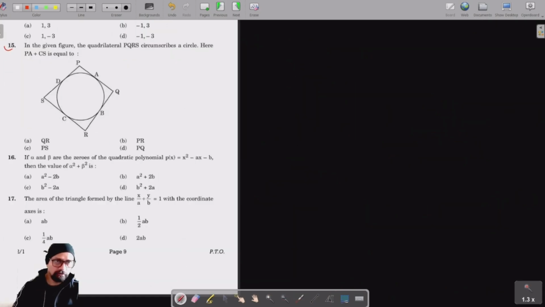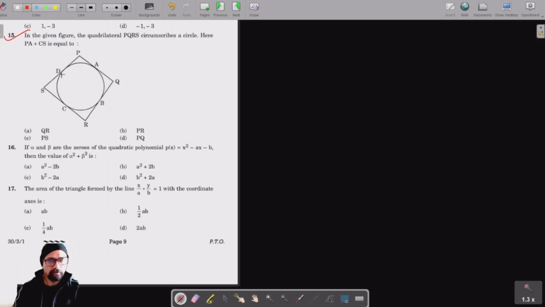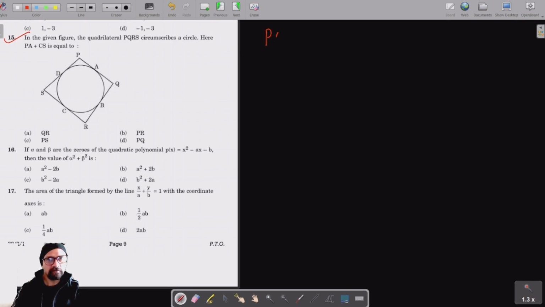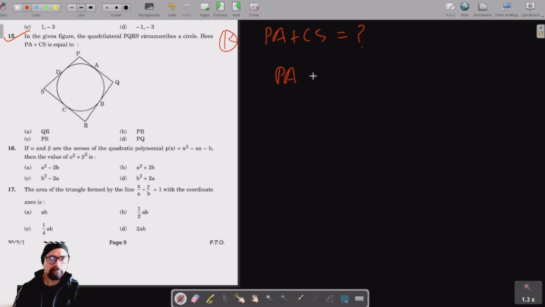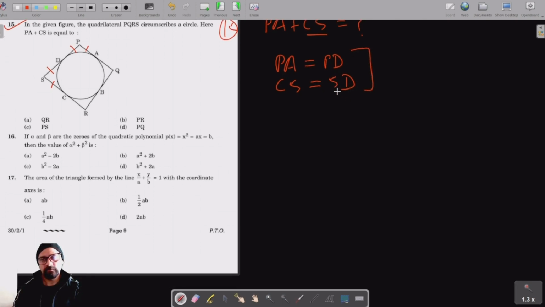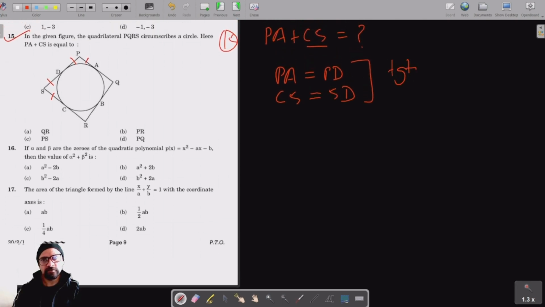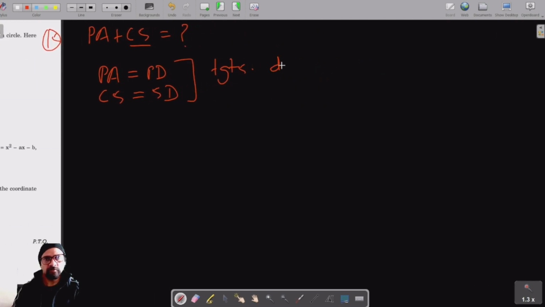Okay, for question number 15, there is a quadrilateral PQRS that circumscribes this circle, and we have to find PA plus CS. So PA plus CS is equal to what? PA is equal to PD, and similarly CS is equal to SD, because these are the tangents drawn from an external point to a circle are equal.